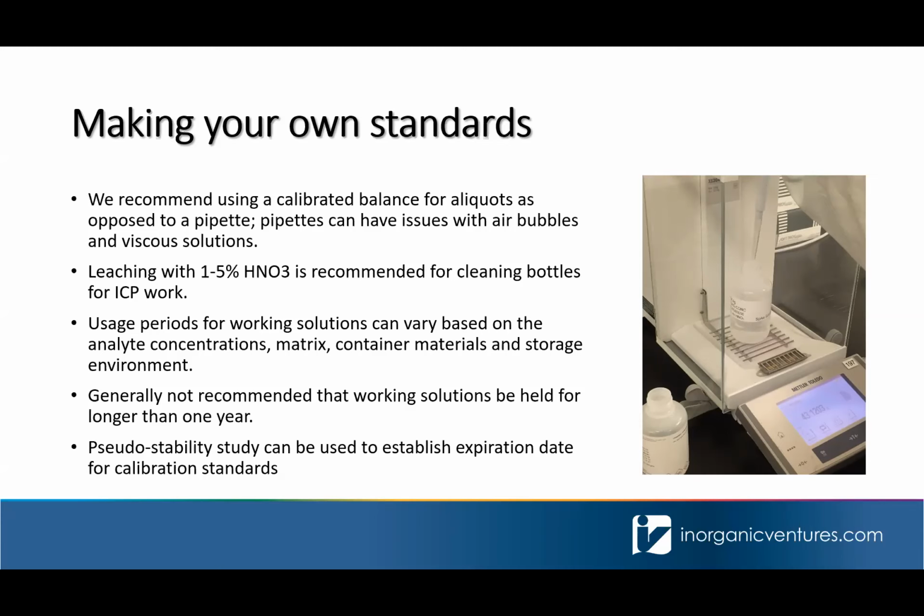The bottles that we use, I mentioned earlier, we talked about the importance of using clean bottles. We use a 1 to 5% nitric acid solution for bottle leaching. Essentially, we fill up our bottle, let that sit for a while, and then discard that solution, making sure we rinse several times to ensure that our bottles are clean. Again, we're using LDPE and a 1 to 5% nitric for our leaching procedure. That generally gives a very clean bottle for the type of work that you would need for ICP analysis.